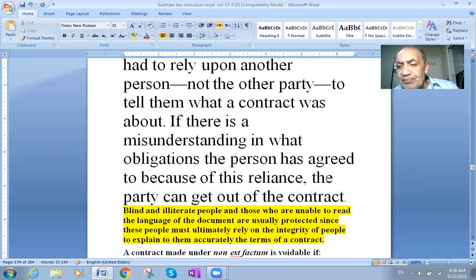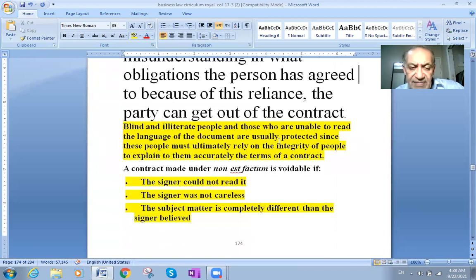So I asked someone, what am I supposed to do? What are my responsibilities here? And he gave me wrong or not accurate information. In that case, I can get out of the contract if I prove this mistake.